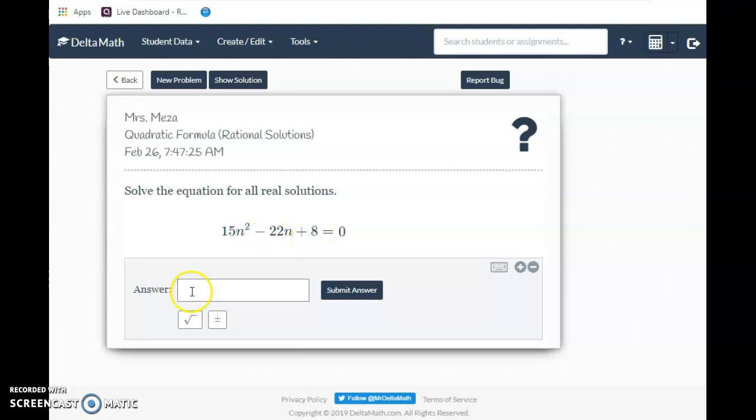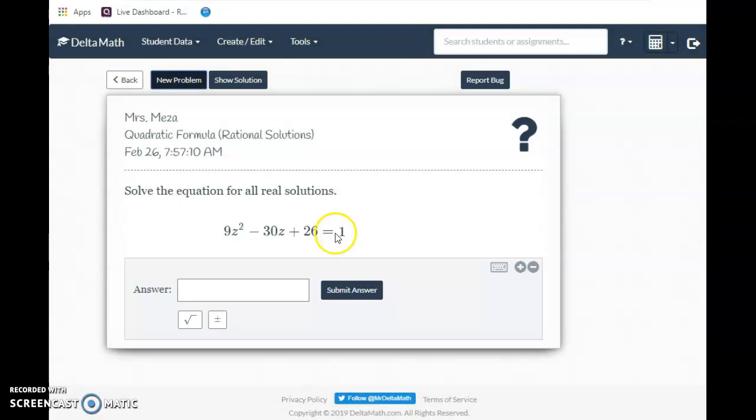Your answers, you're going to separate them with a comma. So let's say my first answer is, say, 3. And then I put a comma. It's going to separate it and add me another one so that I can put my second answer here. If it's no solution, you're going to type no solution.